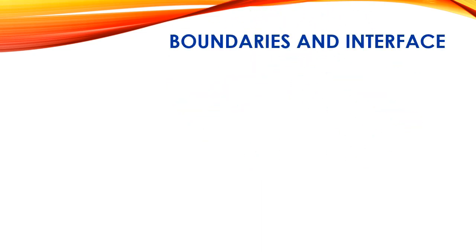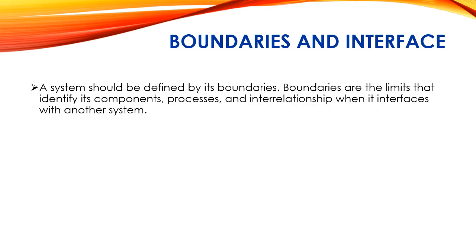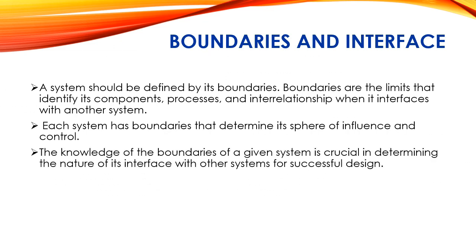Lastly, under the elements and components of an information system, we have boundaries and interface. A system should be defined by its boundaries. Boundaries are the limits that identify its components, processes, and interrelationship when it interfaces with another system. Each system has boundaries that determine its sphere of influence and control. The knowledge of the boundaries of a given system is crucial in determining the nature of its interface with another system for successful design.